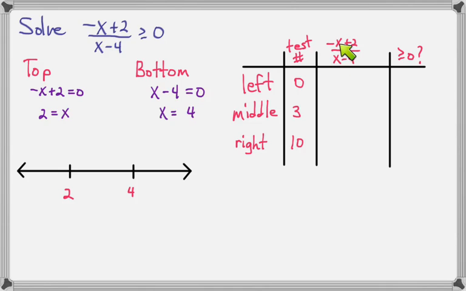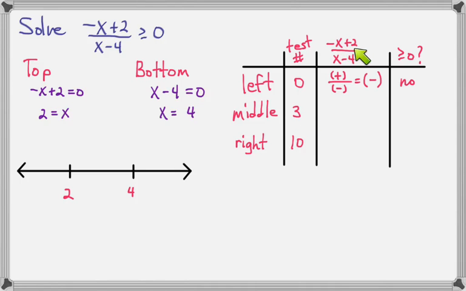Okay, now plugging in 0 into our inequality, 0 plus 2 gives us a positive for the top, and 0 minus 4 gives us a negative for the bottom. Positive divided by negative is negative, and is that going to be greater than 0? The answer is no.